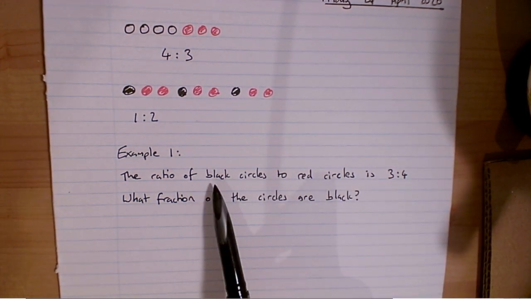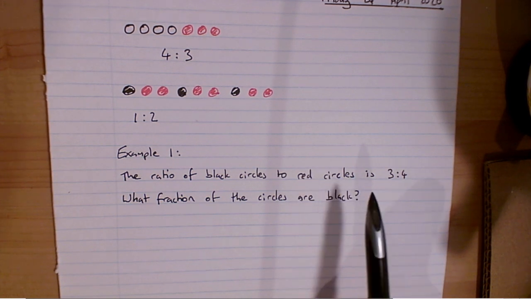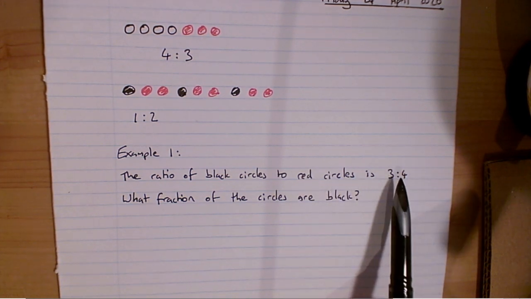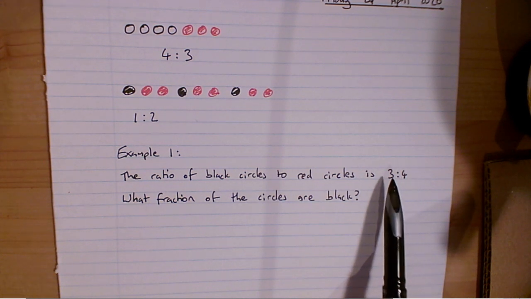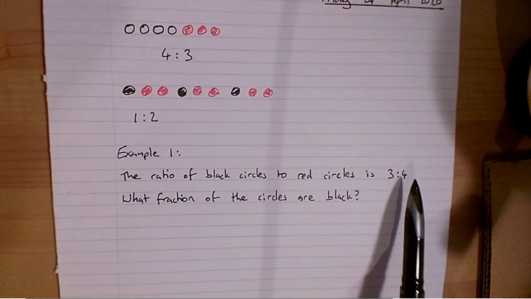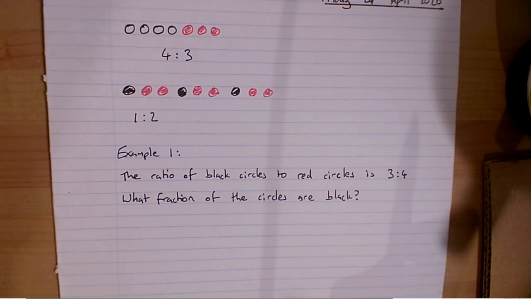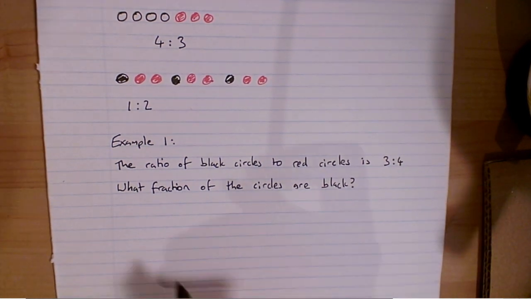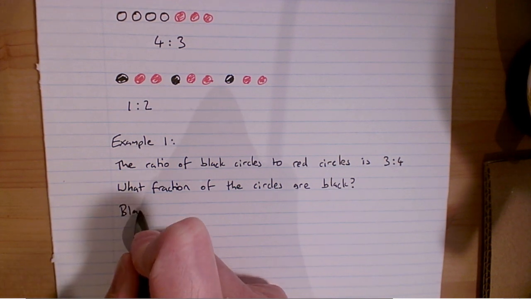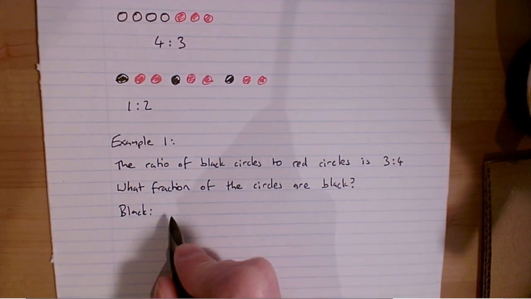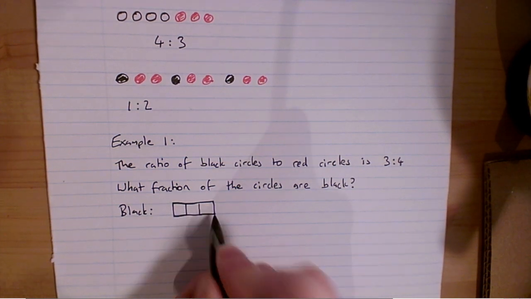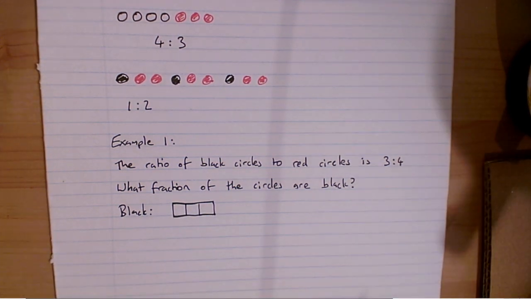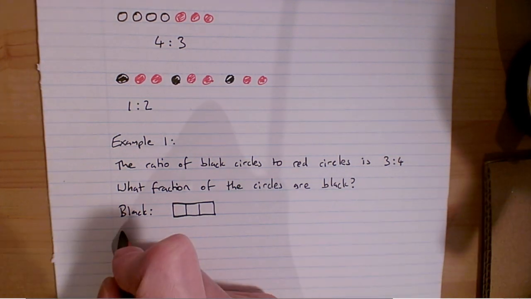Okay, so I've got some black circles and some red circles, and they're in a ratio 3 to 4. That doesn't mean there are 3 black circles and 4 red circles, but it means for every 3 black circles there are 4 red circles. What fraction of the circles are black? So I'm going to draw a little picture of this. I'm going to draw something called a bar model. So for the black circles, I've got 3 of them, and I'm going to do squares instead because that's easier to draw. And then for red circles, there are 4.